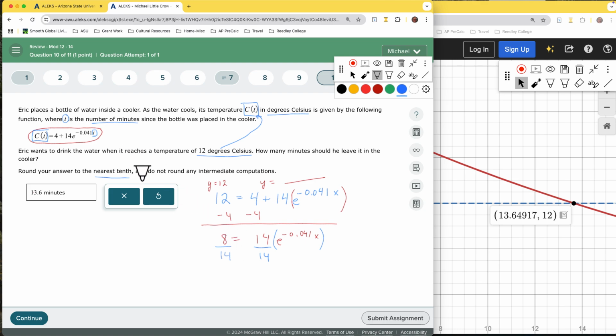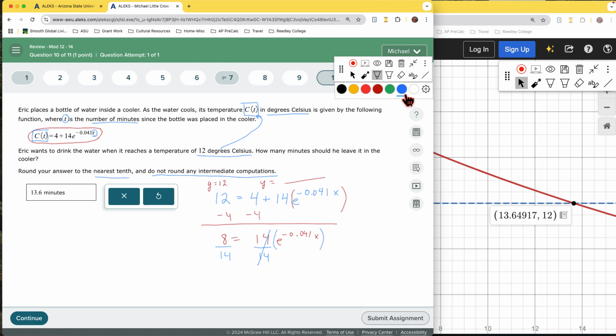And this is where their instructions are more helpful. We didn't have to worry about it when we were graphing, but do not round any intermediate computations. We're not going to take 8 divided by 14 and turn it into a decimal. I don't think we'd have to round it because they're both even, but we're not going to mess with that. 14 has a 7 in there, 7 times, it would get a bad decimal, right? So we're just going to leave it like that. And this cancels, right? So we've got an exponential.